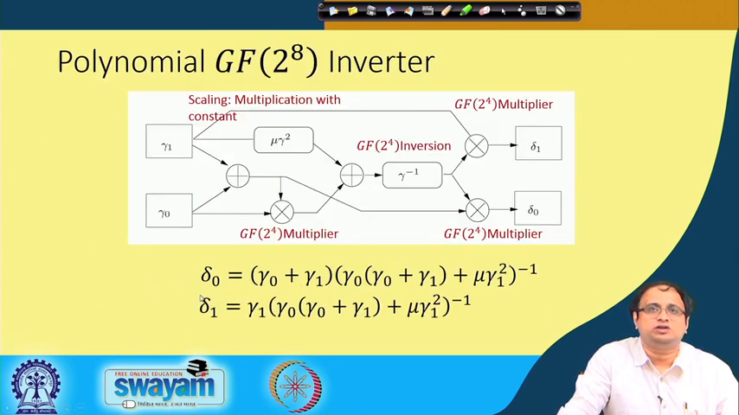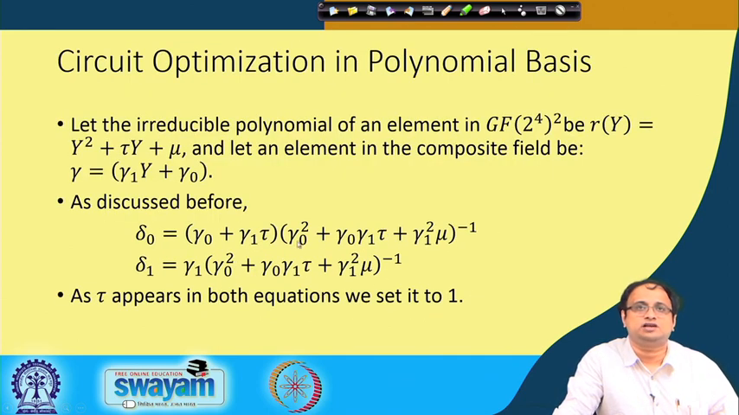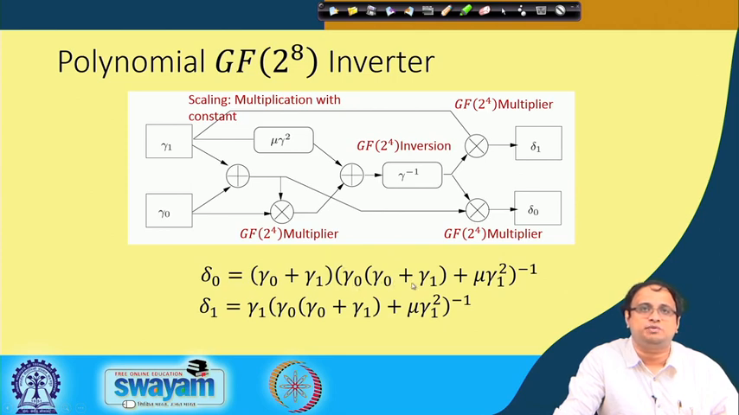So, now if you do that, then you can do some more simplifications. For example, if you observe this term, which is gamma 0 square plus gamma 0 gamma 1 plus gamma 1 squared mu, note that now I can take gamma 0 common from here, and therefore, I can write this as gamma 0 into gamma 0 plus gamma 1 plus mu gamma 1 square. So, this is again I am taking an inverse. Note that this element is now in GF2 power of 4. Likewise, all these multiplications are now in GF2 power of 4. So, if you want to describe this in the form of a circuit, this is how it will look like.